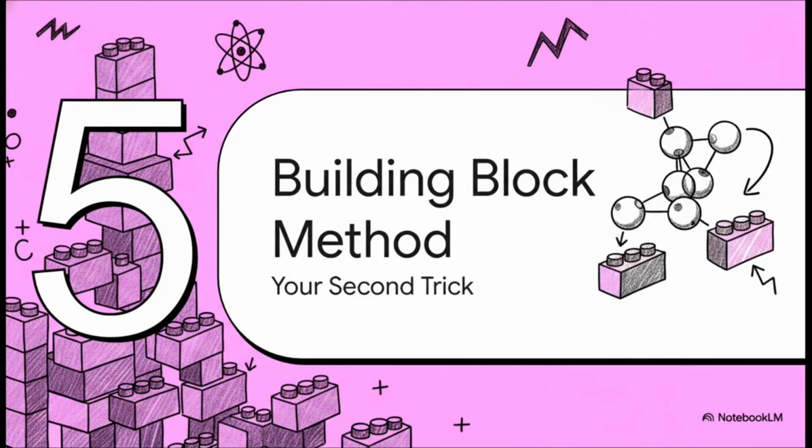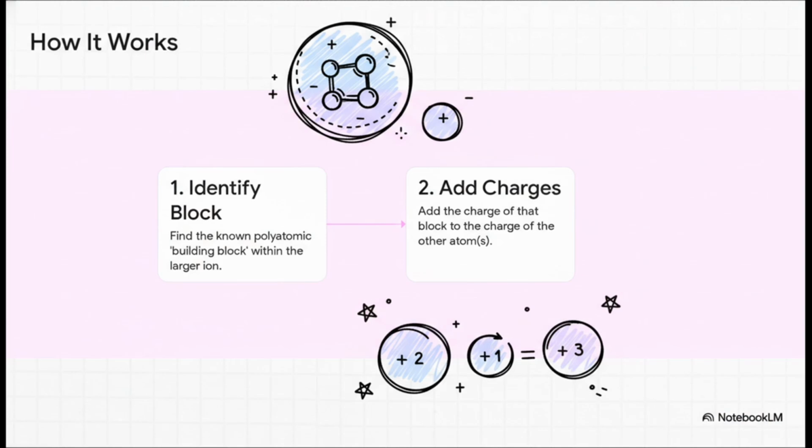And that brings us to our second trick, the building block method. The idea here is to stop seeing these complex ions as one big, scary molecule, and instead see them as smaller, familiar pieces that are just stuck together. It's really simple. First, you just find the polyatomic ion you already know inside the bigger one. Then you just add its charge to the charge of the other piece, which is usually a simple ion like hydrogen. It's just basic addition.